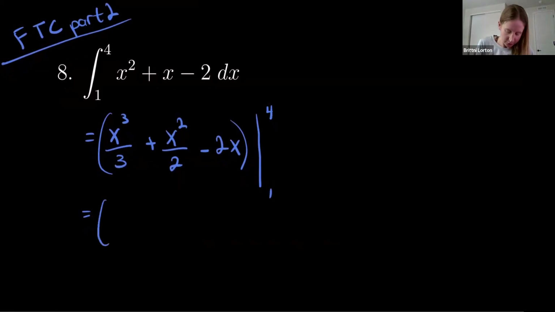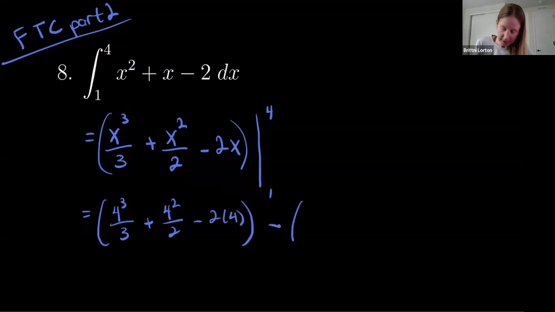And then I'll plug in my bounds. So I would have gotten 4 cubed over 3 plus 4 squared over 2 minus 2 times 4. And then minus, I plug in the other bound. So 1 cubed over 3 plus 1 squared over 2 minus 2 times 1. And then you can plug that into your calculator. I highly recommend that you do.